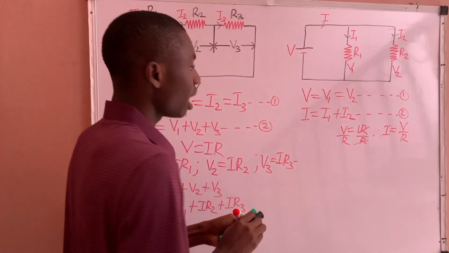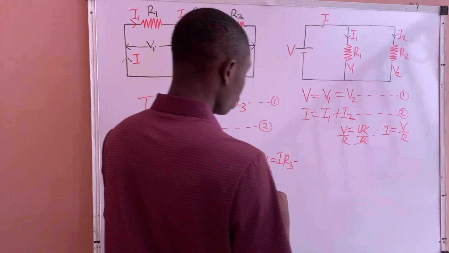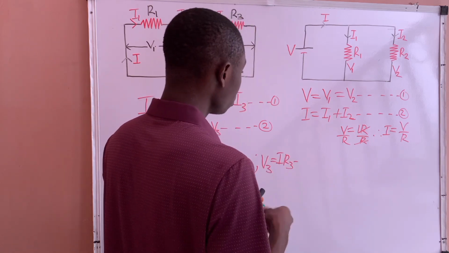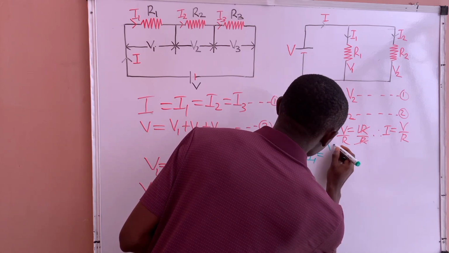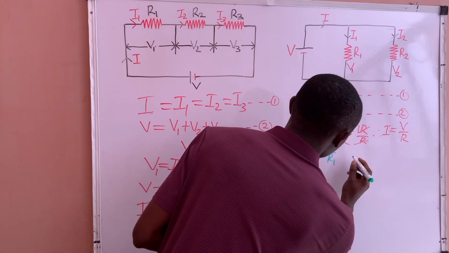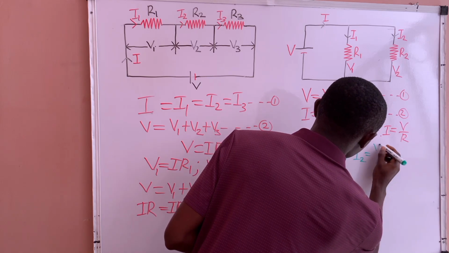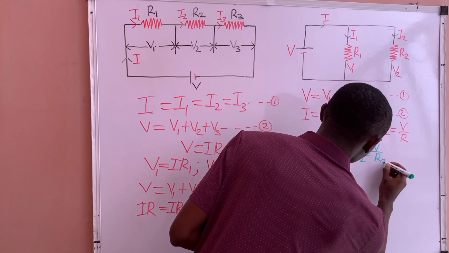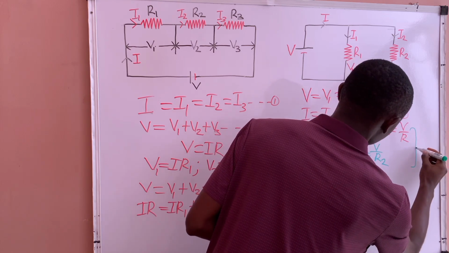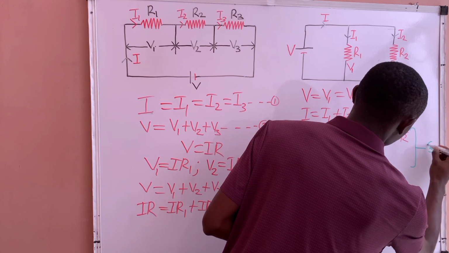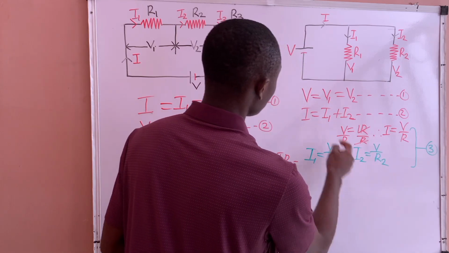We are plotting I. And since we are plotting the value of I, we can now find I1 and I2 with respect to I. So for I1, let me use this other color. I1 will be equal to V over R1. For I2, it will be equal to V over R2. So now we can substitute these values into equation 2. We can call this equation 3. We will now substitute equation 3, which are the values of the individual currents, into equation 2.